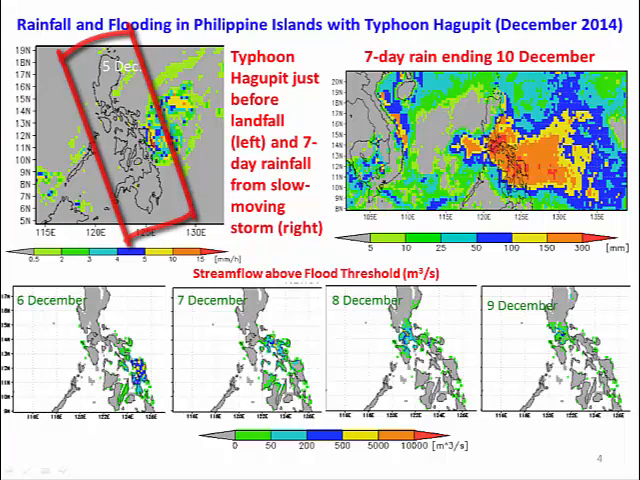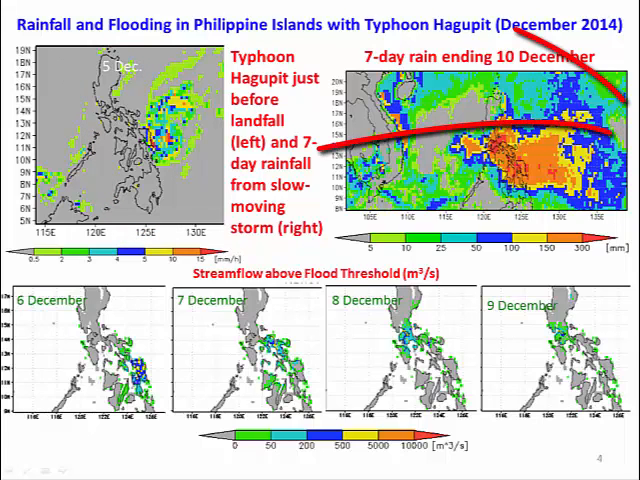You can also do time averaging or totaling up of the precipitation. For example, this is a map of 7-day rain ending on the 10th of December. And you can see the very large precipitation amounts. You see the red areas here are over 300 millimeters, or over 6 inches. So you're having very heavy rainfall events.